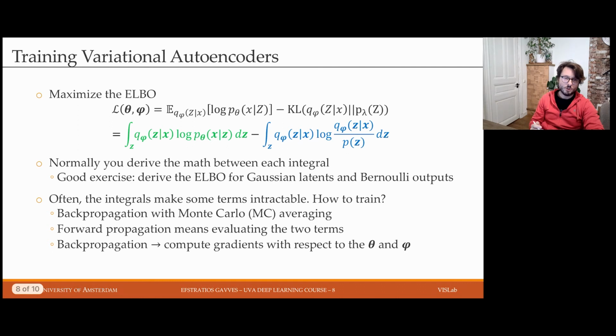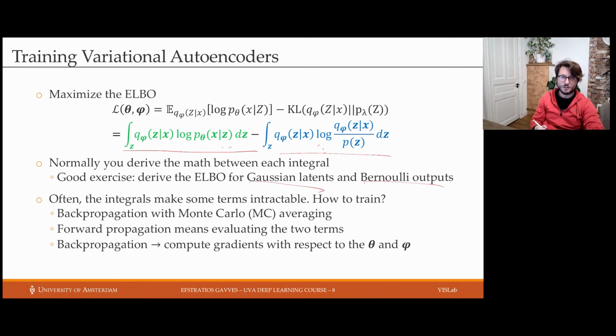Now, to train variational autoencoders, we have to maximize our evidence lower bound, and our evidence lower bound comprises two integrals. The first integral is the reconstruction term. The second integral is the KL divergence term. Normally, you have to derive the maths behind the two integrals, and it's a good exercise to try to derive the ELBO for Gaussian latents and Bernoulli outputs.